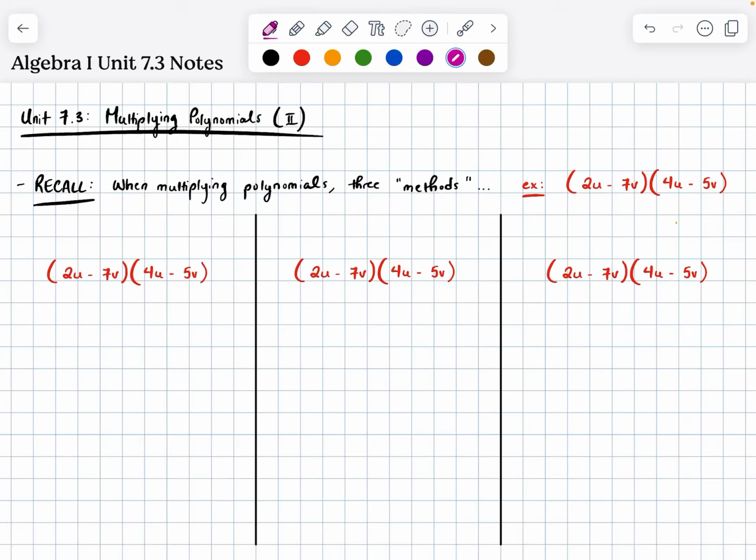Today is all about getting some practice with and seeing two neat little extensions of our fancy strategy for multiplying polynomials together. Let's do some METWET. Class 3, Unit 7, Multiplying Polynomials, Part 2.